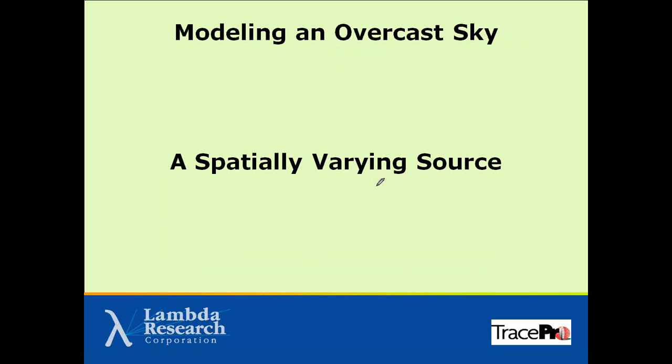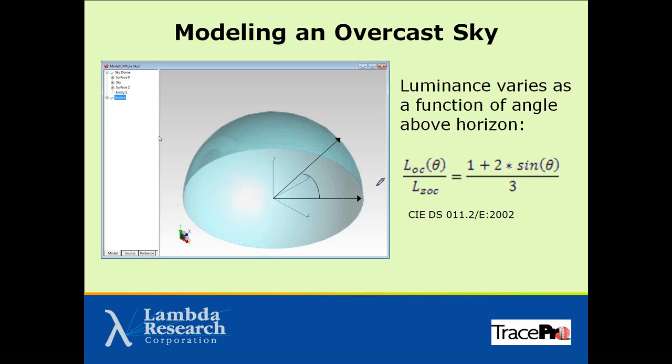Another thing I could show you here is a spatially varying source. Now, surface sources in TracePro assume that the distribution of light is uniform across the surface. But what if you want to model something like an overcast sky, where the light coming from the horizon has a lower intensity than the light coming from the zenith? So it varies spatially as you move across the sky. There's a way you can do this in TracePro. It takes a couple steps, but it's one of those things that you can do once and then save it for use in future models.